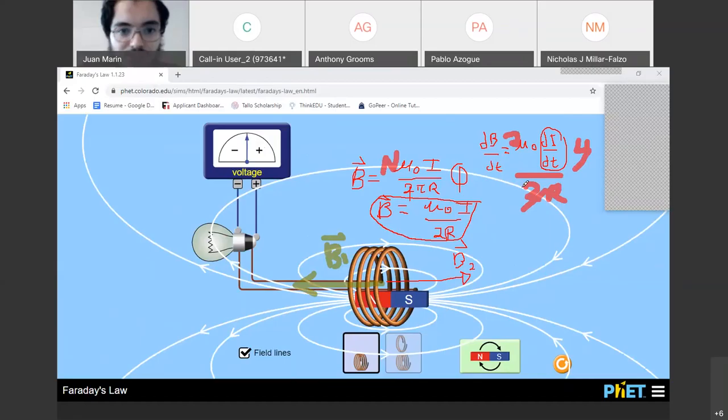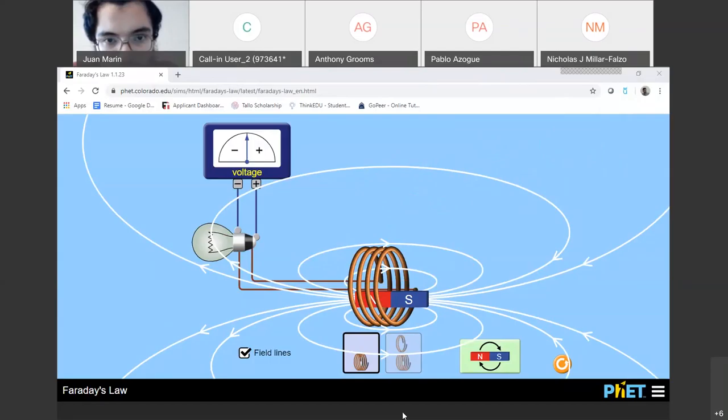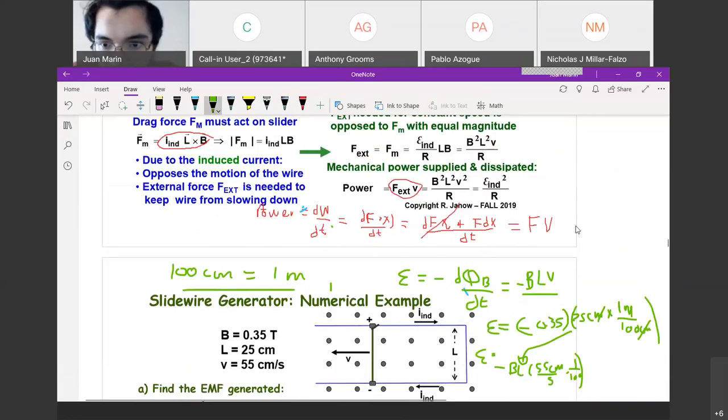The rate of change of the magnetic field with respect to time. And then, of course, it has to oppose the flux, the change in flux. So this is Lenz's law, in Faraday's law. And Lenz's law is the negative sign.